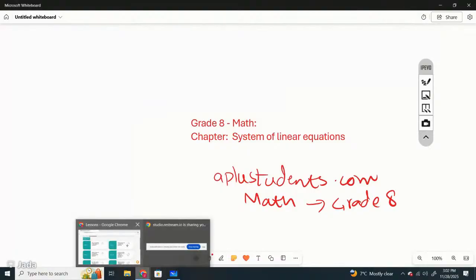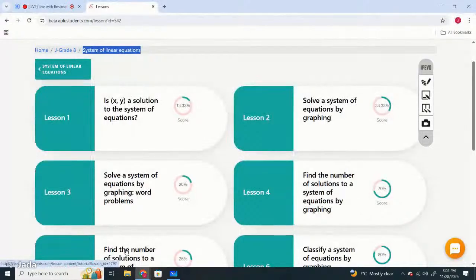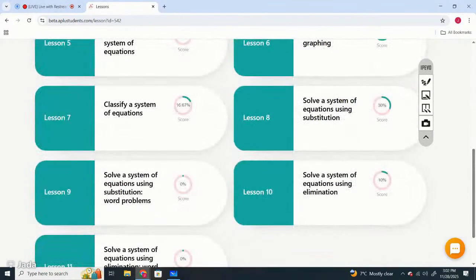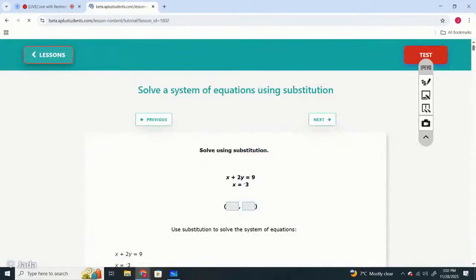So here I am on grade 8 math. The chapter we are on right now is system of linear equations. Let's start with the lesson that is solve a system of equations using substitution. Let's just start with the lesson. Solve a system of equations using substitution.